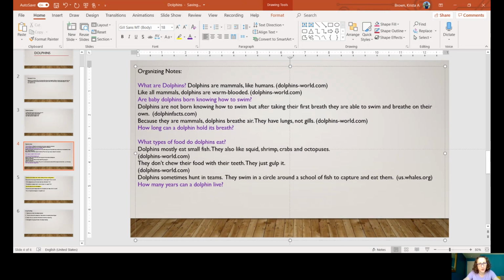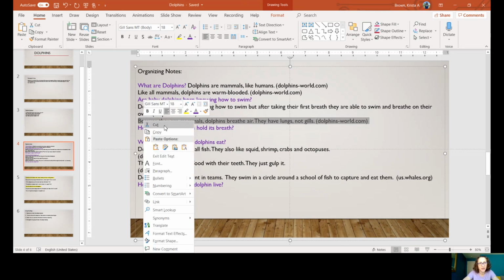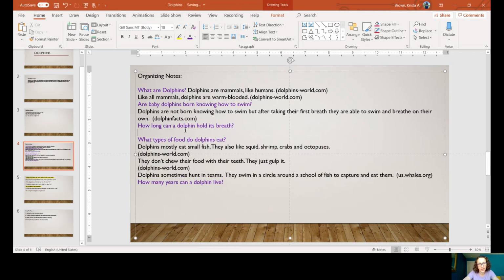And I've got them separated out by color so then you can see. What are dolphins? Well, I've got at least 2 facts there. Are baby dolphins born knowing how to swim? Well, I've got 1 fact, and actually this one, because they are mammals, dolphins breathe air. They have lungs and not gills. This is actually more about how long can a dolphin hold its breath? Although that's not an answer to that question just yet, this statement does allude to that topic more than the one that I had it under. So I'm going to move that.